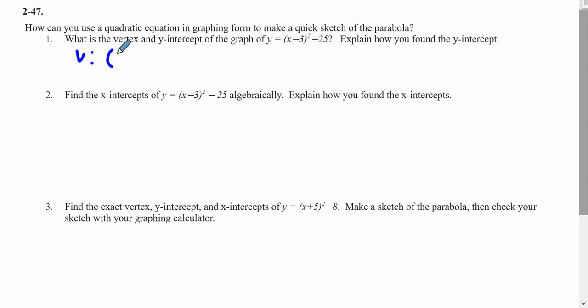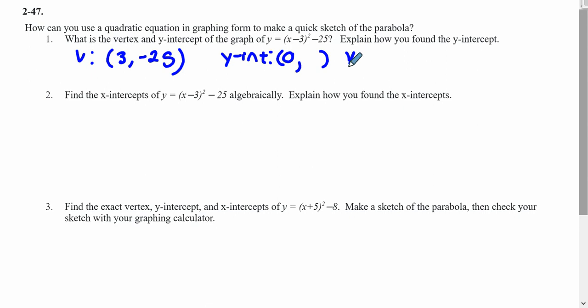So from your graphing form, you can instantly find your vertex: 3, -25. If I want to find my y-intercept when it's in graphing form, it's not as easy. The y-intercept is the value of y when x is 0, so I physically have to substitute 0 in place of x.